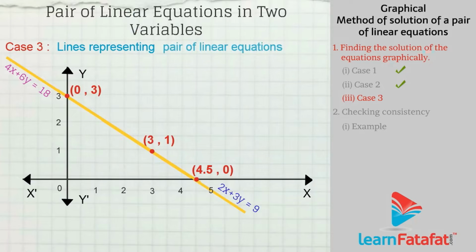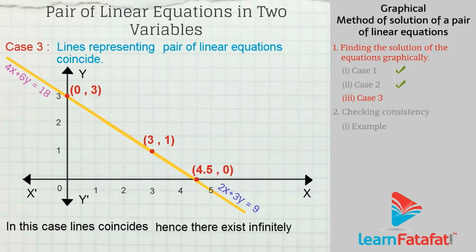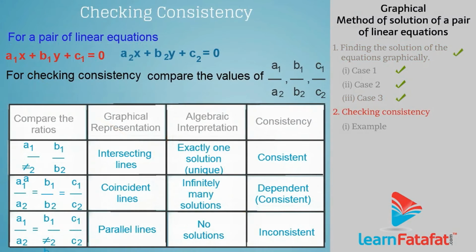Case 3. Lines representing the pair of linear equations coincide. In this case, the lines coincide, hence there exist infinitely many solutions. Checking consistency for a pair of linear equations. We can easily check for consistency by comparing the values of a1 divided by a2, b1 divided by b2 and c1 divided by c2. The following table shows the results.